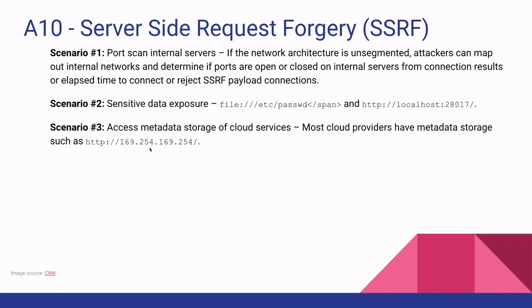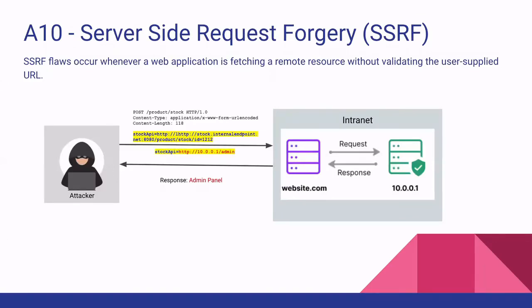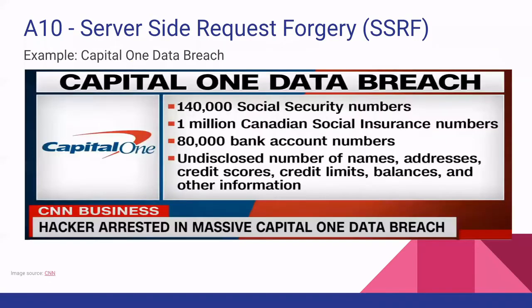This is constant, like any instance you set up. It's going to give you metadata for that, and we'll talk about it shortly. But this is the impact of server side request forgery. It's SSRF, and this is the very popular Capital One breach, where 140,000 social security numbers, 1 million Canadian social insurance numbers, and bank account numbers and whatnot were part of this. It was really interesting, and we'll take this example and recreate this scenario.